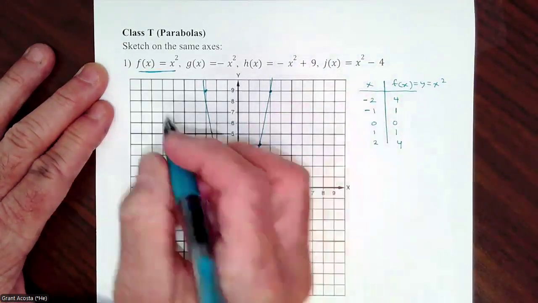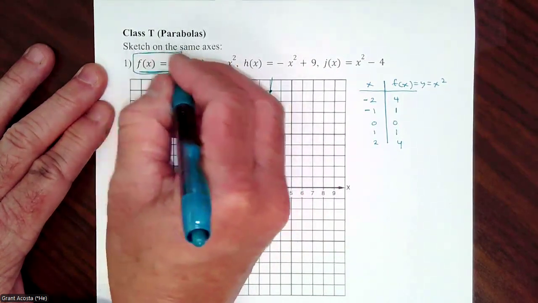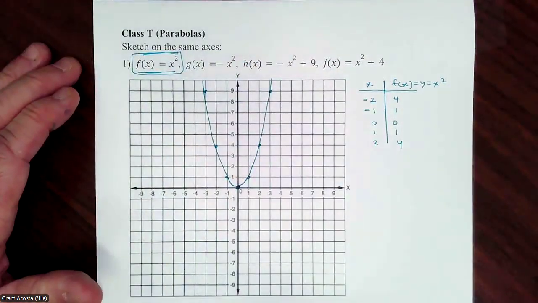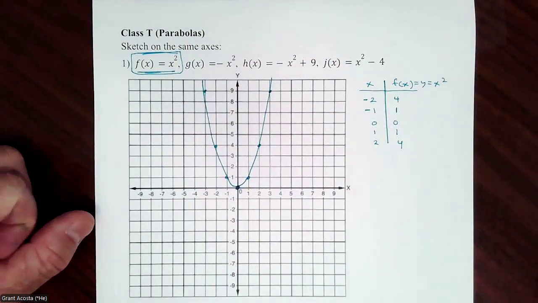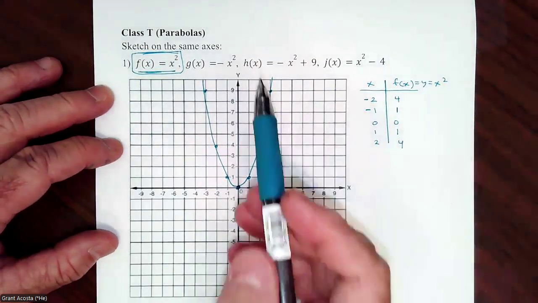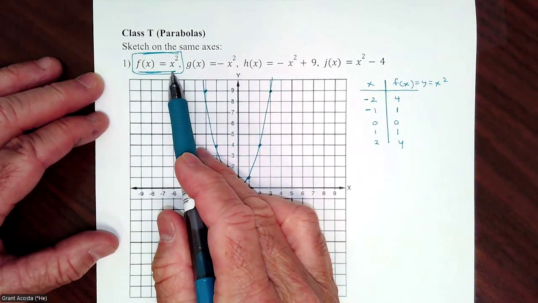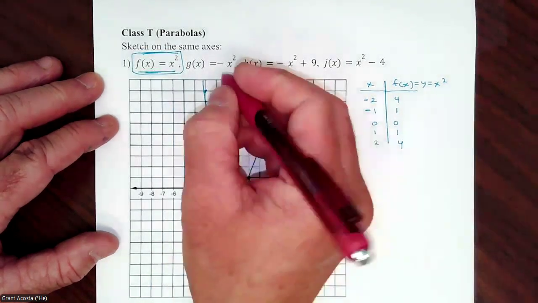And this right here, I'm going to highlight this one. This is what we're going to call the most basic parabola. This is our base graph. Sometimes it gets explained as a parent graph because all the other parabolas can be thought of as just versions of this one. For example, let's do g of x. Let's do this one in red.